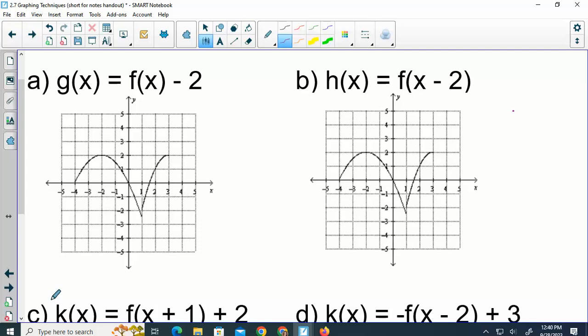Here's our parent function. I want to graph f of x minus 2. So what would that do to my graph? It's on the outside, a 2 on the end. So we're really just going to find some nice points on this graph, and we'll shift each of those down 2.